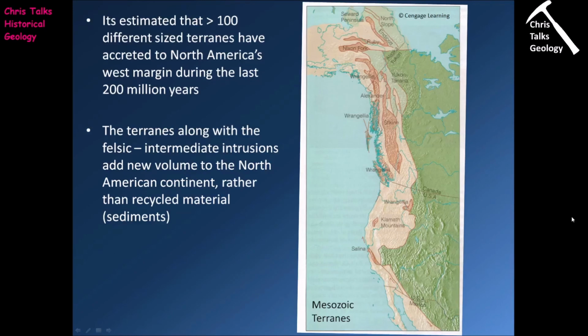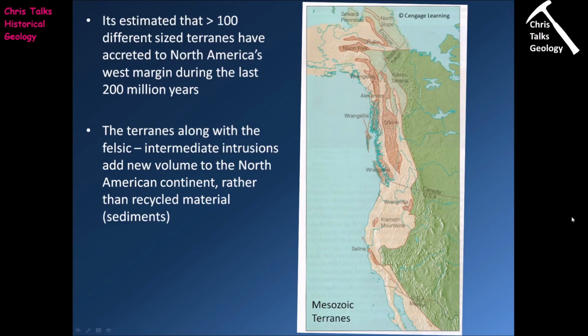So it's estimated that there are greater than 100 different sized terranes that have accreted onto North America's western margin during the last 200 million years. So this is obviously quite a long period of time, but we know the vast majority of these terranes will have actually accreted onto the western side of North America during the Mesozoic as part of the Cordilleran Orogeny.